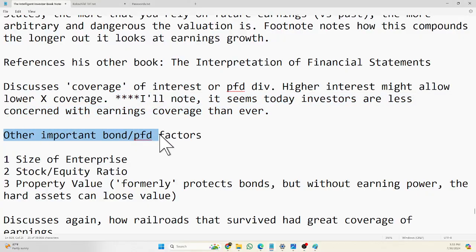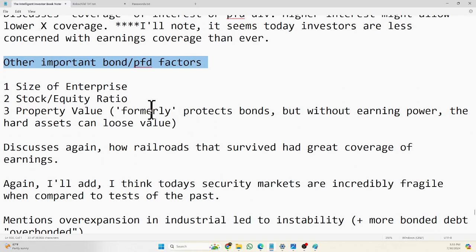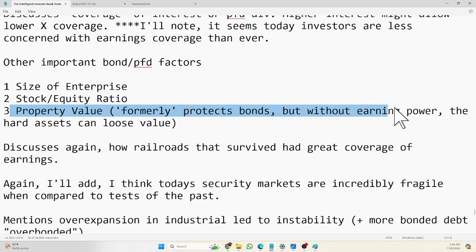Moving on, other important bond and preferred share factors, discussing number 1, the size of the enterprise, number 2, stock equity ratio, number 3, property value, formerly protected bonds, but without earning power, the hard assets can lose value. So these are obviously just the sort of risks and stability factors of a company being able to pay their bond payments and/or their preferred shares, depending on the structure of the preferred shares, obviously.